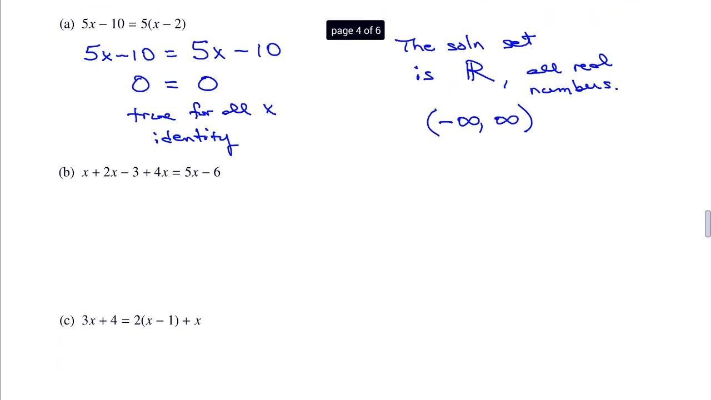Example B, we have x plus 2x minus 3 plus 4x equals 5x minus 6. I'm going to combine the x's on the left side. I have 1x plus 2x plus 4x. That is 7x minus 3 is equal to 5x minus 6.